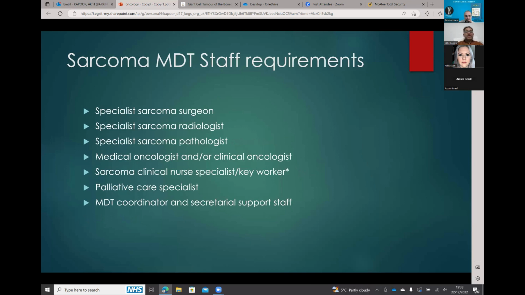So what we were discussing is that there is a multidisciplinary approach involved, where we have passed the stage of referral, and then we have involvement of all specialists who deal with this day in and day out. This MDT team involves specialist sarcoma surgeons, specialist radiologists, pathologists, oncologists, and there are also specialist nurses and key workers. There is also a team of palliative care specialists and MDT coordinators with secretarial support, and this forms a sarcoma MDT team.